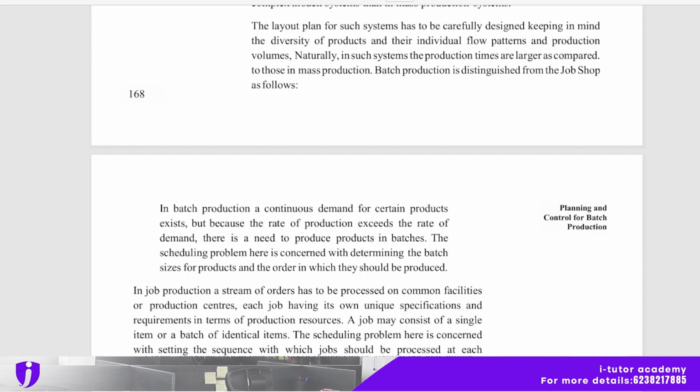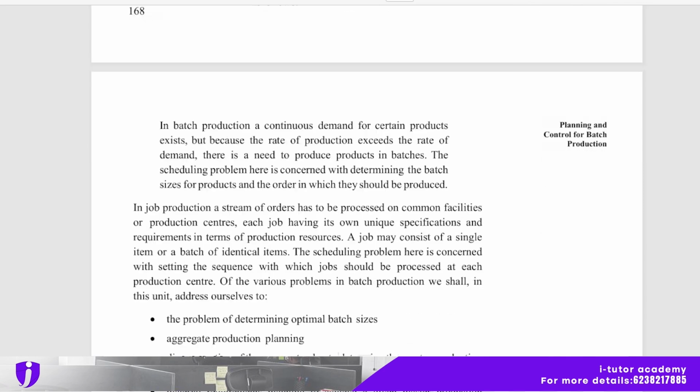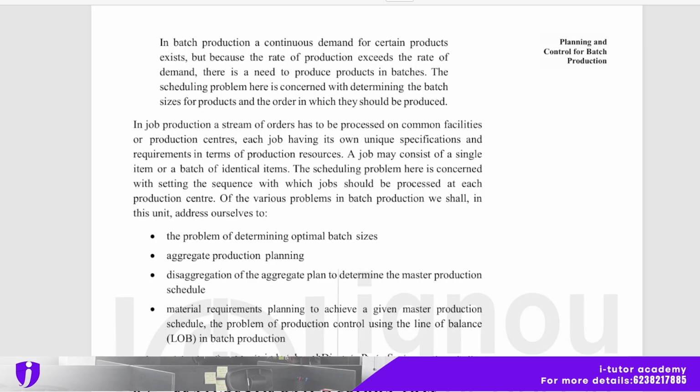Batch production is distinguished from the job shop as follows: in batch production, a continuous demand for certain products exists, but because the rate of production exceeds the rate of demand, there is a need to produce products in batches. The scheduling problem here is concerned with determining the batch size for products and the order in which they should be produced.